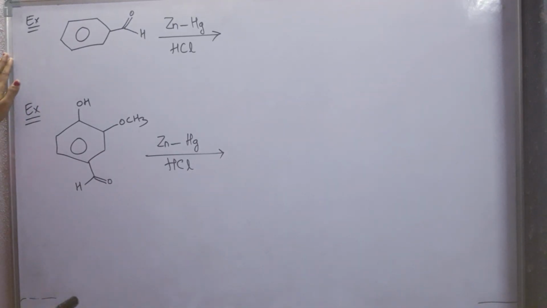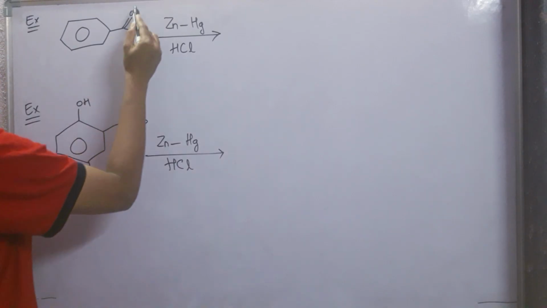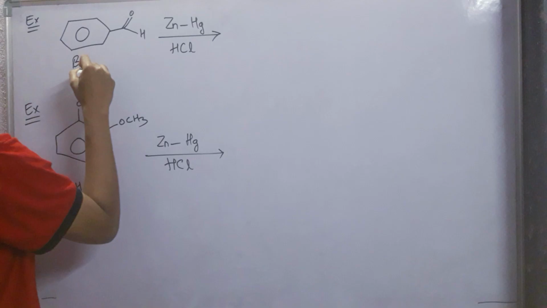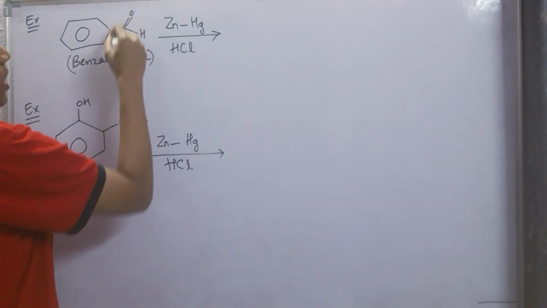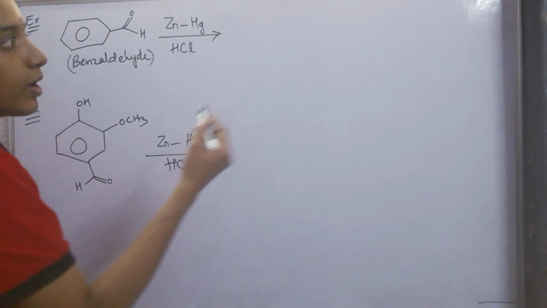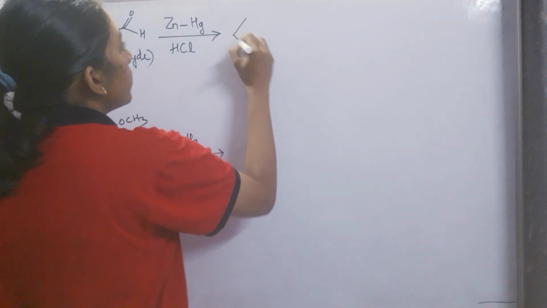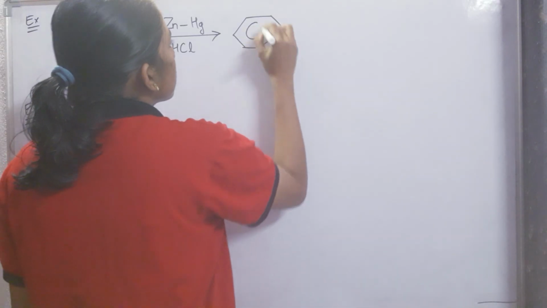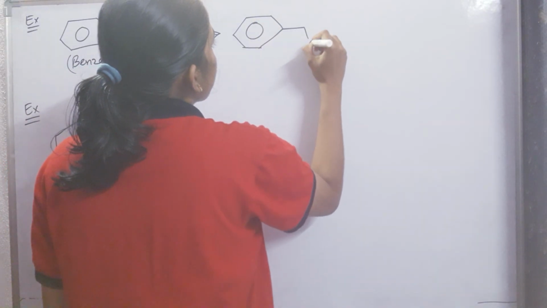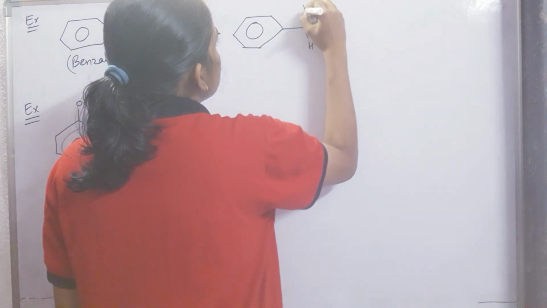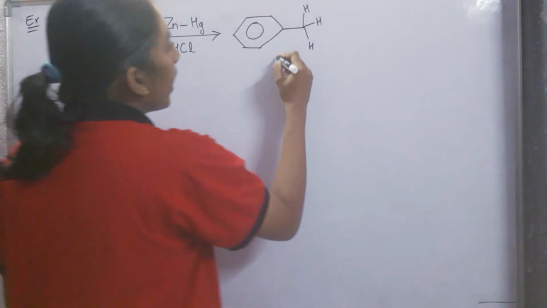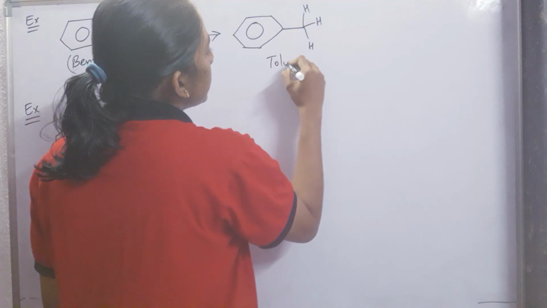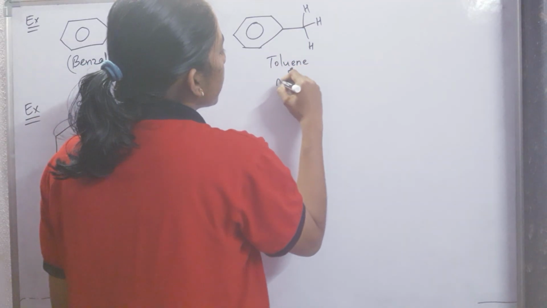So these are a few examples where we will be seeing Clemmensen reduction. In the first example, this is benzaldehyde. Here this carbonyl group will be reduced to alkane. So what will be the product? We have to follow the same mechanism. So instead of one double bond, we will be forming two single bonds with hydrogen, and we will be getting toluene or methyl benzene.